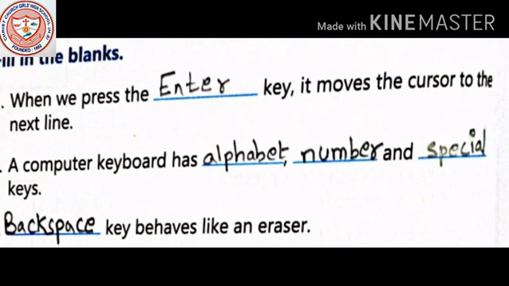When we press the dash key, the cursor moves to the next line. That will be the enter key. Enter. A computer keyboard has alphabet, number and special keys. So in the 3 dashes it will be alphabet, number and special.